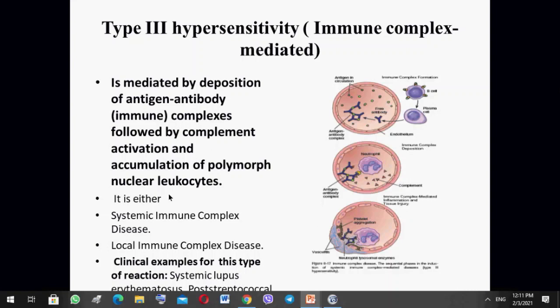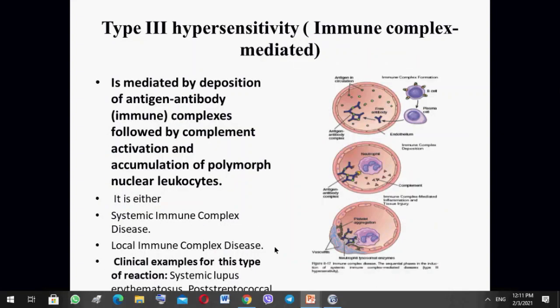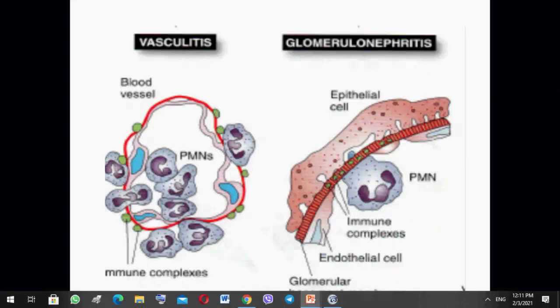okay? And the type 3 hypersensitivity reaction is either a systemic reaction, meaning all over the body, or a localized reaction. And examples of this type, as you will discuss inshallah, are the disease called SLE, systemic lupus erythematosus, and post-streptococcal glomerulonephritis. Both of them are triggered by type 3 hypersensitivity reaction.